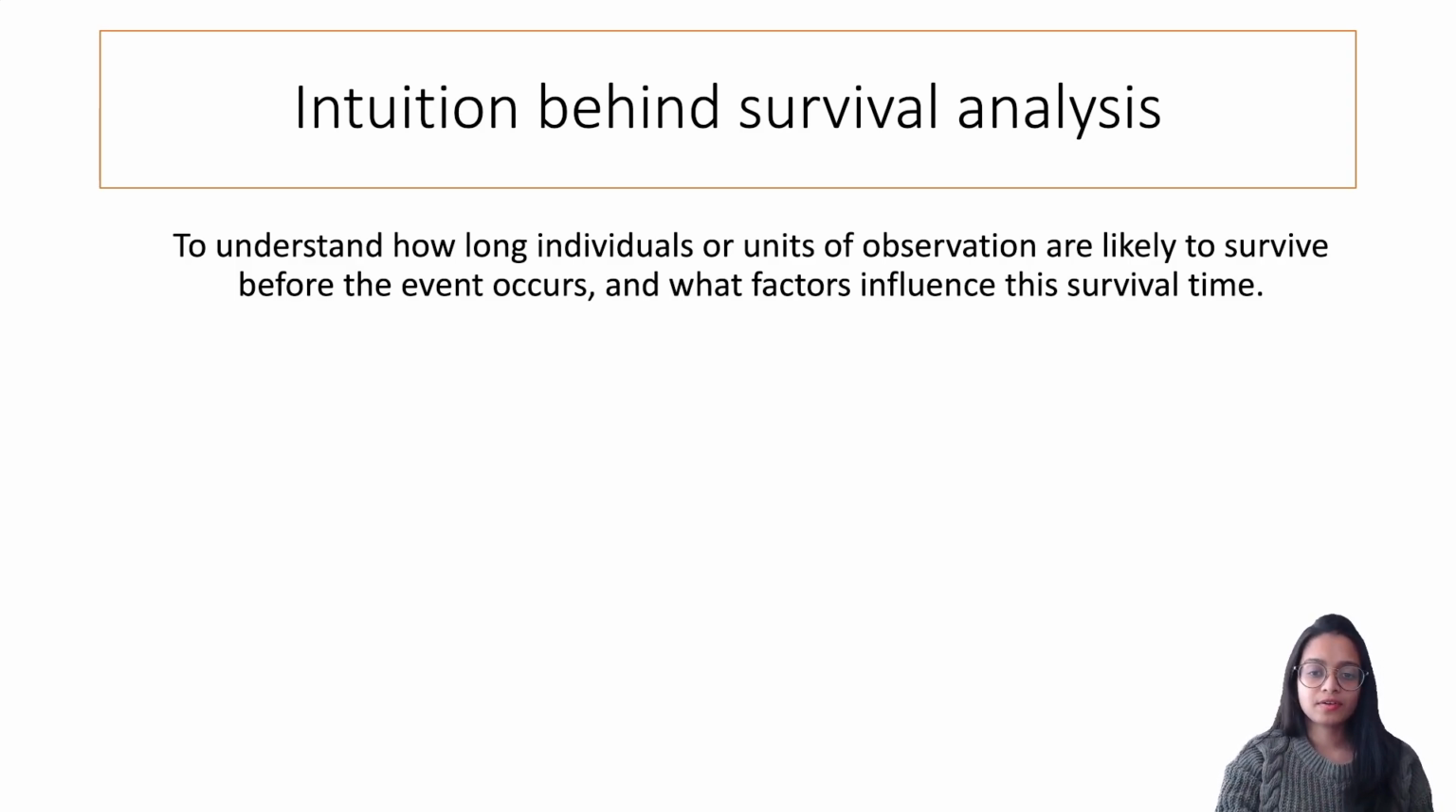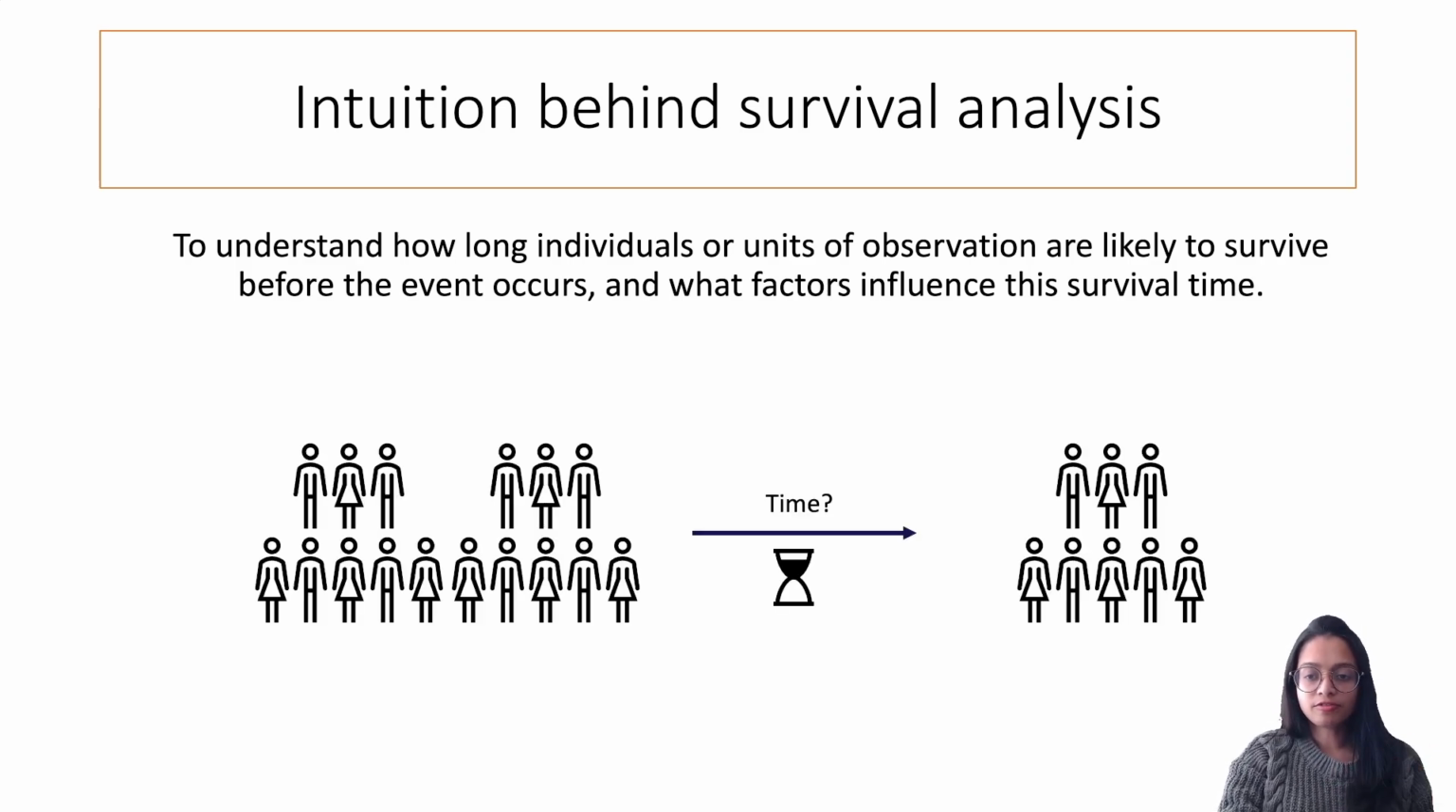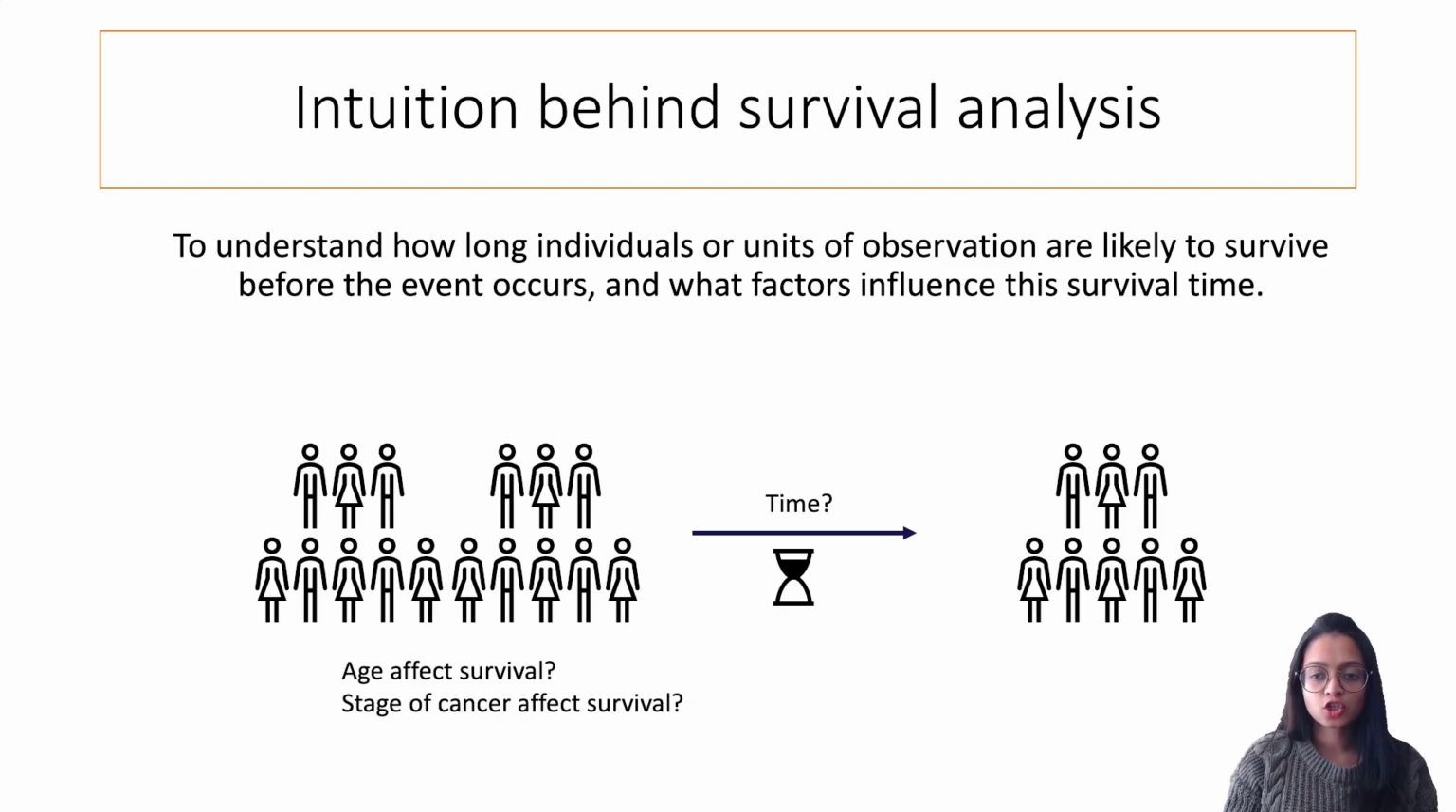So let's say we want to study the survival time of a group of cancer patients. We want to know how long patients survive after being diagnosed with cancer and whether certain factors, such as cancer stage or the age of the patients, affect the survival time. To start, we would gather data on a group of cancer patients, including their age, their gender, cancer stage and other relevant factors. We would then follow them over time, tracking how long they survive after the diagnosis.